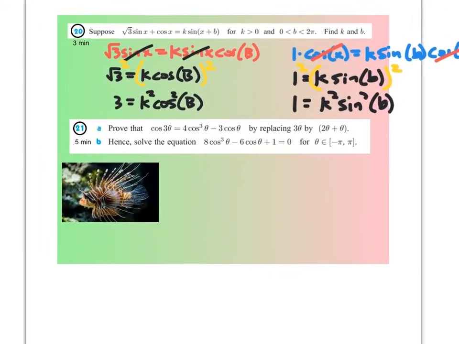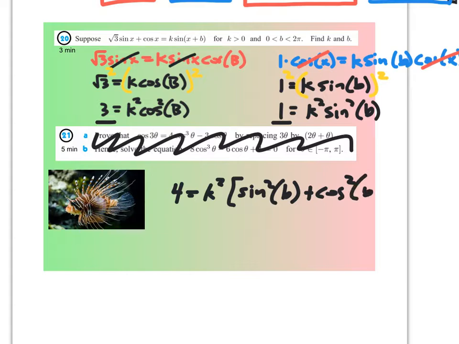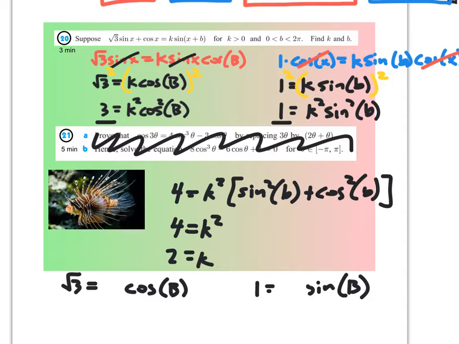Now our next step, I'm just going to scratch this problem. I'm going to add those two together. So I'm going to add the 3 and the 1, so I get 4. And then I'm going to factor out the k squared. That gives me sine squared b plus cosine squared b, which means that 4 equals k squared times 1, so k has to equal 2. Okay, so now I found k equals 2.